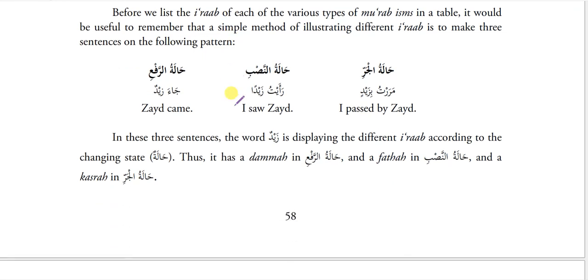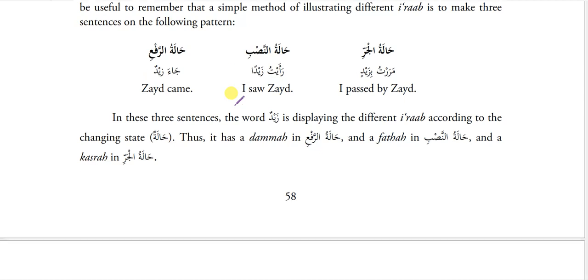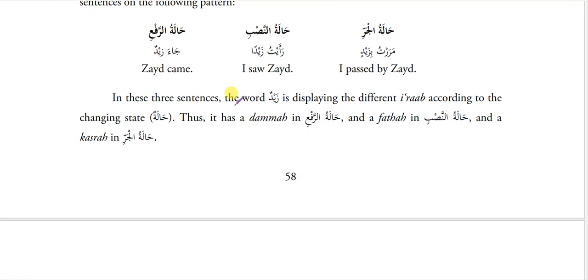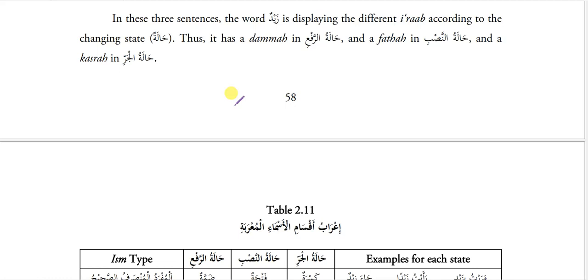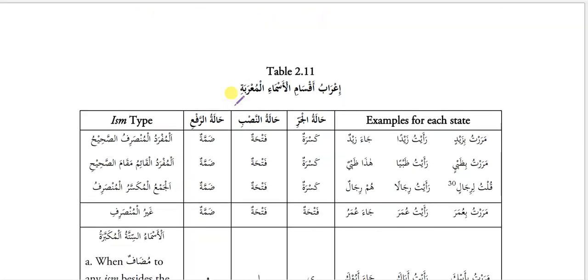Let me first read. Before we list the I'rab of each of the various types of Mu'rab ism in a table, it would be useful to remember that a simple method of illustrating different I'rab is to make 3 sentences on the following pattern: halat al-jarri, halat an-nasbi, halat ar-raf'i. Marartu bi Zaidin, Raitu Zaidan, Ja'a Zaidun. In these 3 sentences, the word Zaid is displaying the different I'rab according to the changing state. Thus, it is a damma in halat rafi, a fatha in halat nasbi, and a kasra in halat jarri.